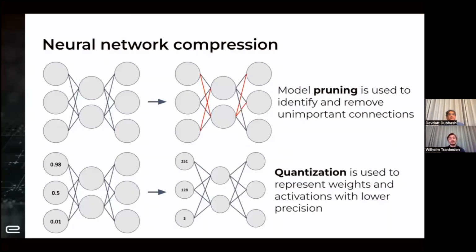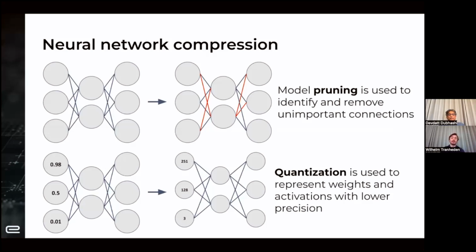So just as a recap, perhaps, what is model compression? Well, there's multiple different ways of compressing models. Two very popular families of compression methods include model pruning, where you identify and remove unimportant connections. This is highlighted here in the top figure, where certain connections in the model, highlighted in red here, are then removed in order to get a smaller model with fewer connections.